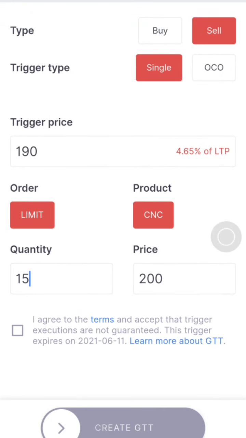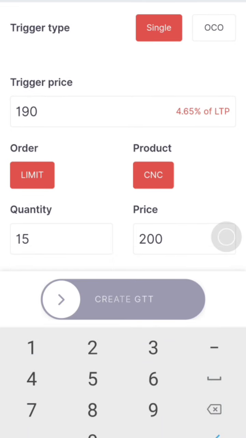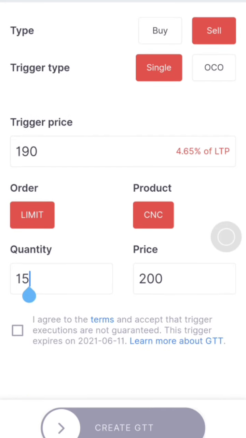So you are putting sell with the trigger type single. The current price is 181, but you want to sell when it reaches 200. So you put 190 as the trigger price. Once it reaches 190, your GTT, this trade, will get activated. But once it reaches 200, only then will it finally get executed and sell your quantity. You can click I agree, then you can click create GTT.